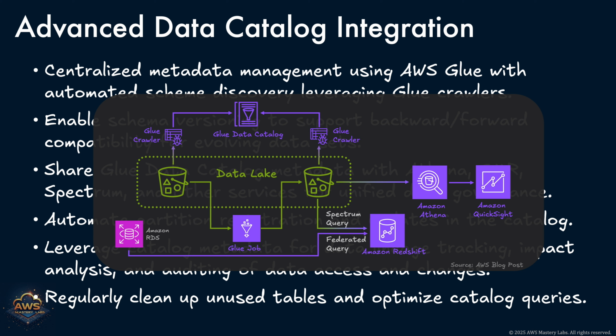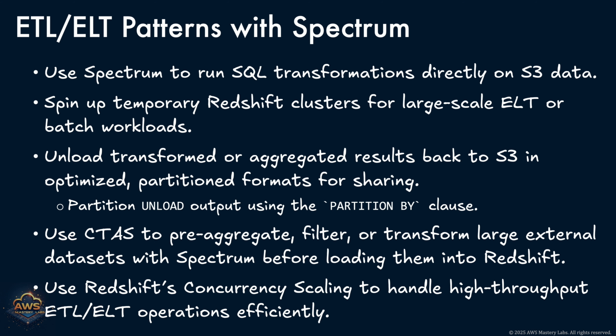Regularly cleaning up unused tables and partitions helps maintain catalog performance, ensuring fast metadata lookups for all users. Redshift Spectrum offers remarkable flexibility for building modern data pipelines, supporting both ETL and ELT patterns to fit your organization's needs. In a traditional ETL approach, you might use AWS Glue or EMR to transform your data before loading it into Redshift. This is ideal when you need to leverage specialized transformation tools or want to pre-process data outside your data warehouse.